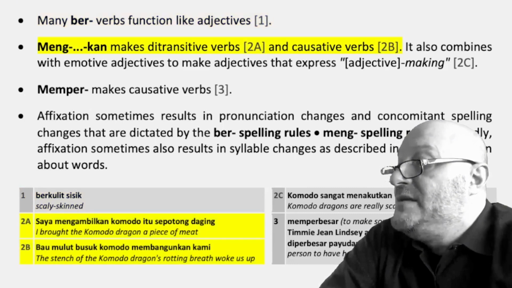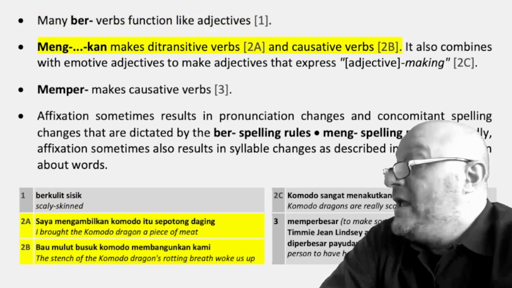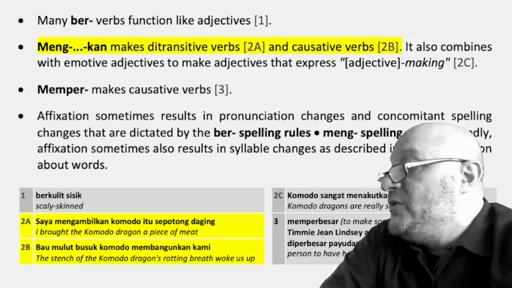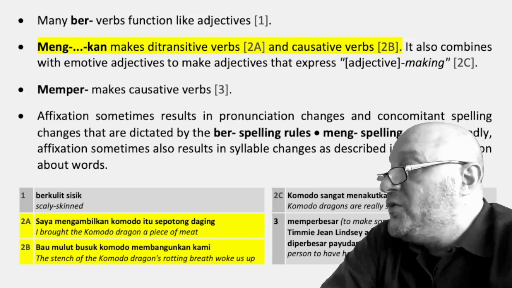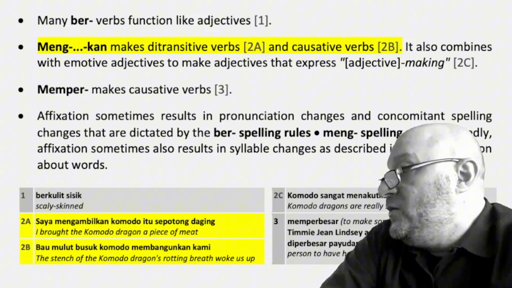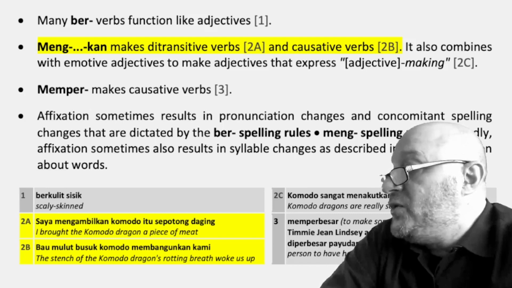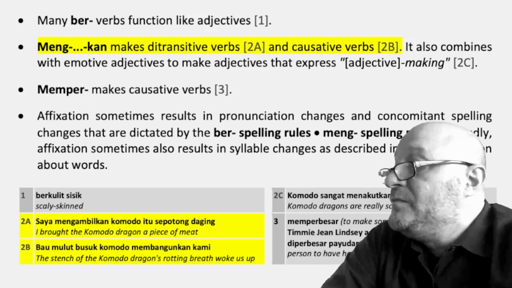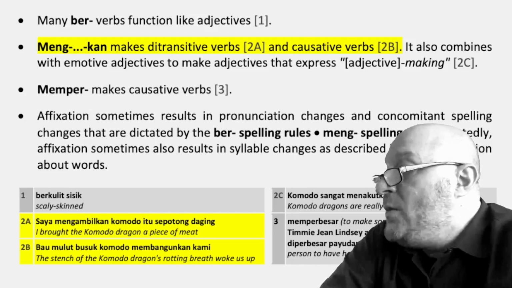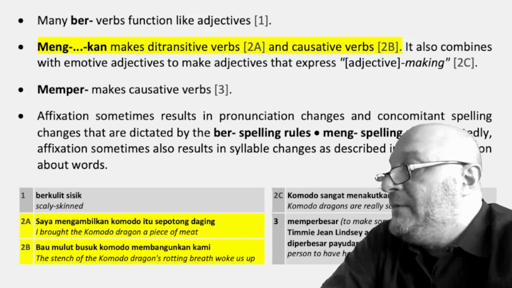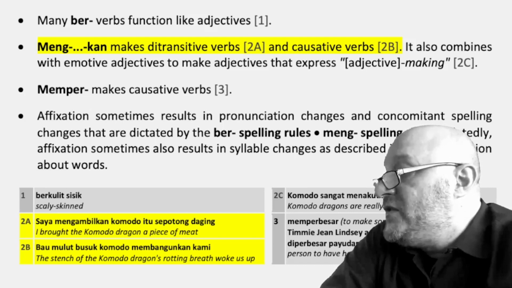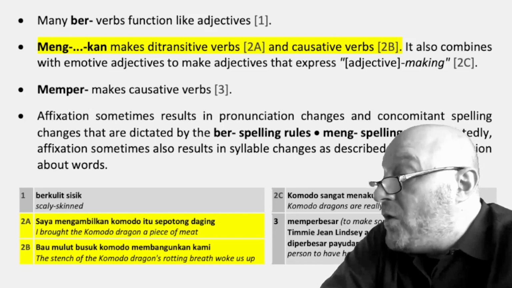Meng-kan makes ditransitive verbs and causative verbs. Example 2a, saya mengambilkan komodo itu sepotong daging. So it has an indirect object, komodo itu, and a direct object, sepotong daging. I brought the Komodo dragon a piece of meat. Example 2b, bau mulut busuk komodo membangunkan kami. That's a causative verb. The stench of the Komodo dragon's rotting breath woke us up.